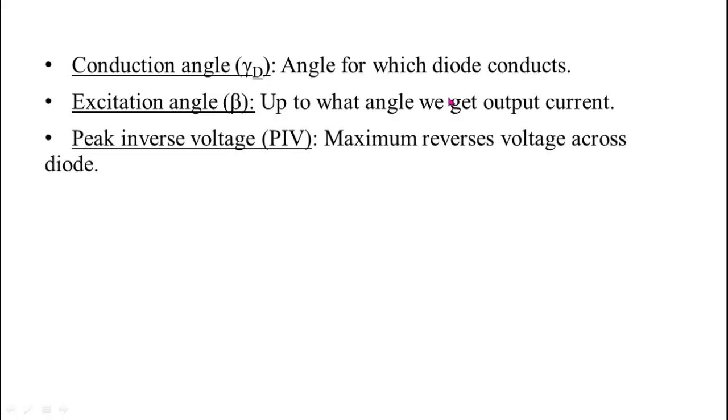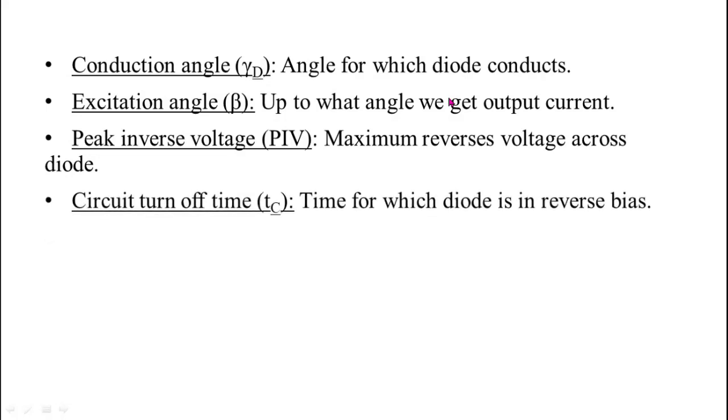Next is peak inverse voltage. It is the maximum reverse voltage across the diode. Next is circuit turn-off time Tc. It is the time for which the diode is in reverse bias.